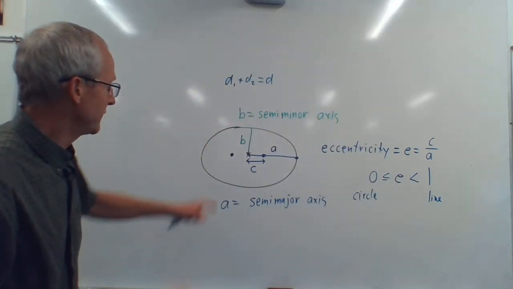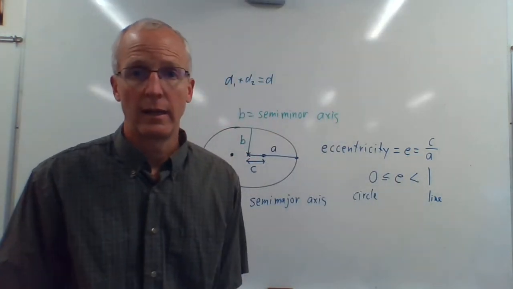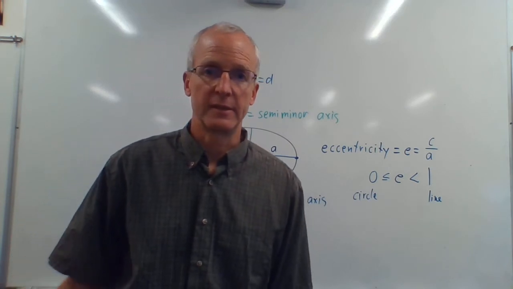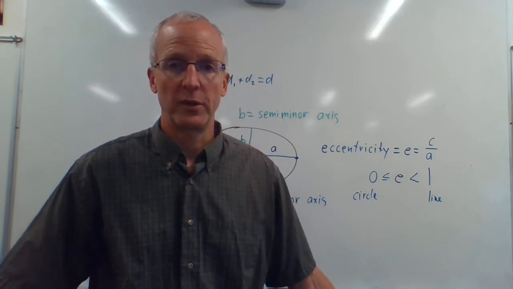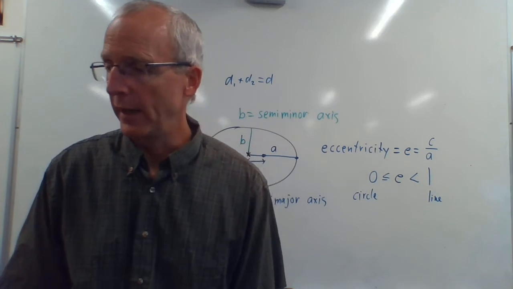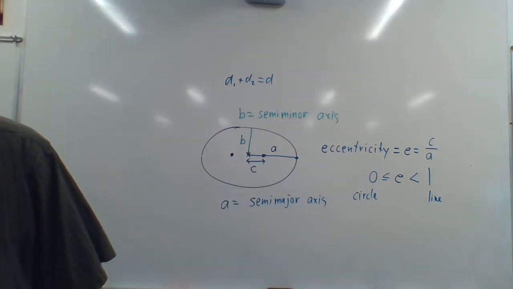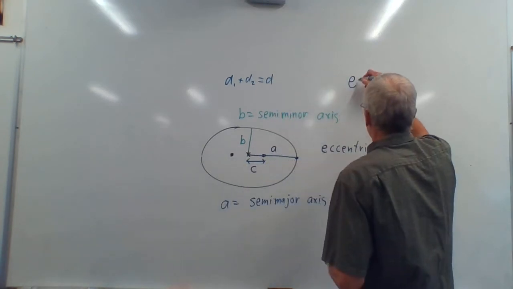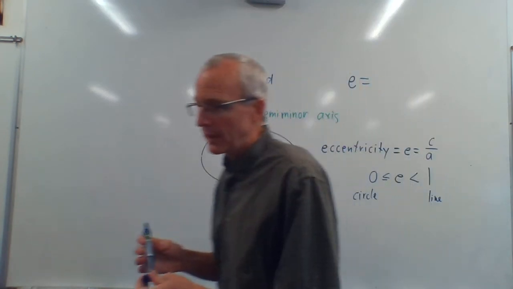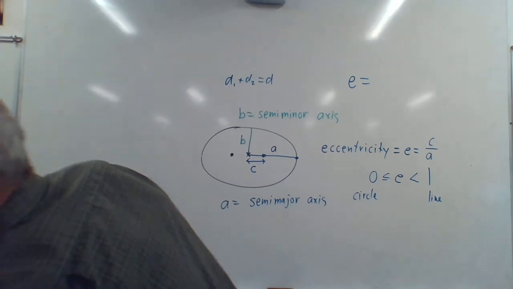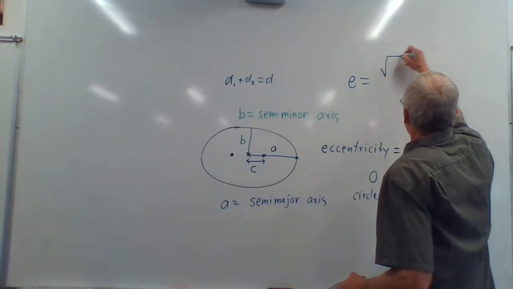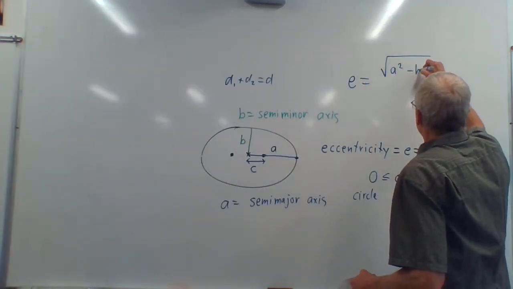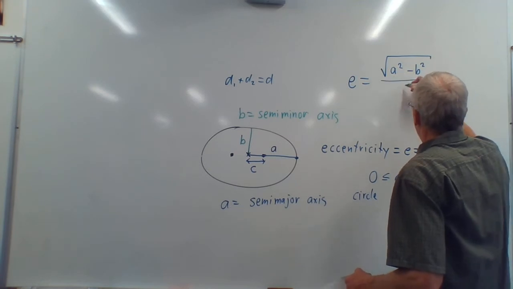All right, now what if you don't know where the focus points are? If I just give you an ellipse and say measure the eccentricity of it, you don't know where the focus points are. Well, then there's another formula, and that's one thing you're also going to have to do. We don't need to know where this came from. Some smart person figured it out. It's the square root of a squared minus b squared, divided by a.